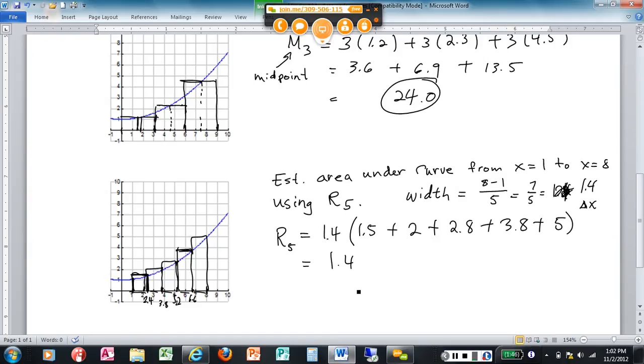So I get 1.5, plus 2, 2.8, 3.8, 5. I'm getting 15.1. Then multiply by 1.4: 21.14. Okay?